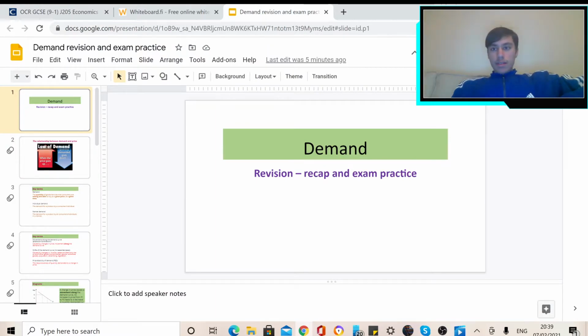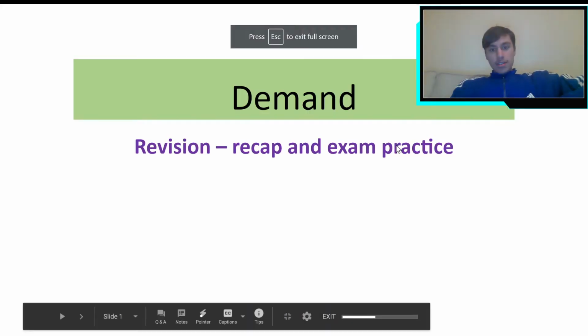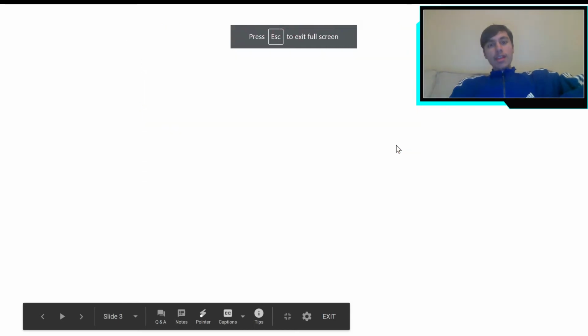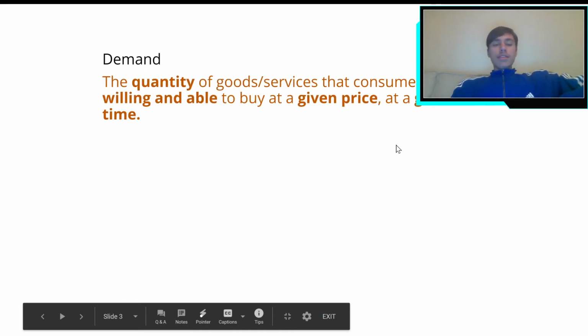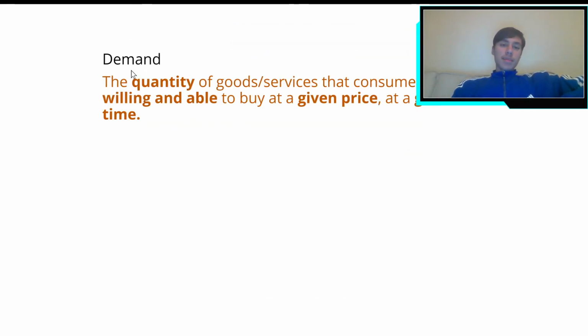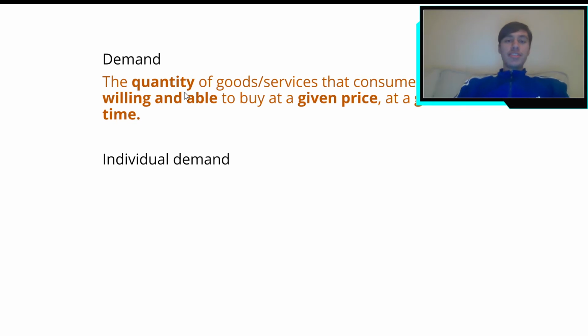So let me just present my presentation. First of all, we need to understand that demand is the quantity of goods and services that consumers are willing and able, these two are the keywords, willing and able, to buy at a given price at a given time. I know there are a few keywords that you need to understand, but let me explain this information in simplest terms.